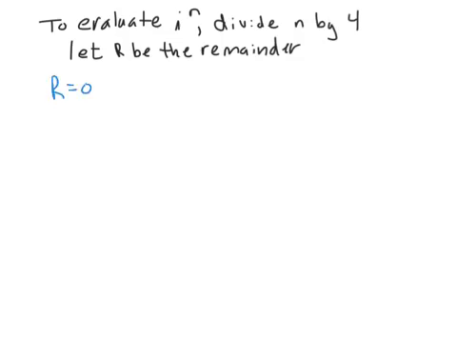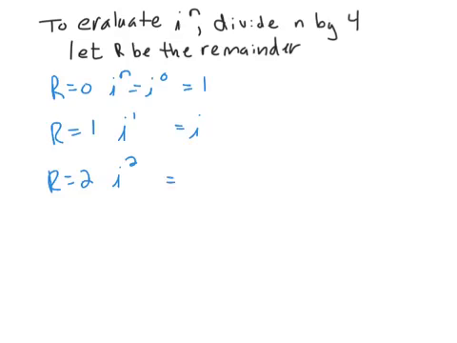When the remainder is 0, when the exponent is divisible by 4, that means i to the n is equivalent to raising i to the 0 power. So any exponent that's divisible by 4 is going to simplify to the number 1. When the remainder is 1, that's equivalent to i to the first, so my answer is going to be i. When the remainder is 2, that's equivalent to i squared, so that's going to be -1. And when the remainder is 3, that's equivalent to i cubed, and that answer is going to be -i. So the remainder is equivalent to the simplified exponent. And again, you're going to get one of these 4 answers.